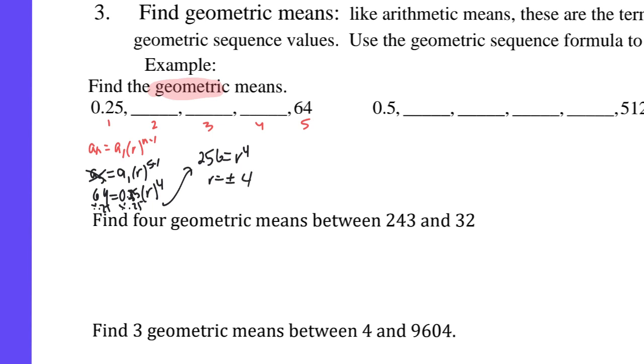So let's try the first one, if you just do plus 4. If you just take the first number times 4, you're going to get 4. Times it by 4 again, you're going to get 16. Times by 4, you do get 64. So that's your first route.